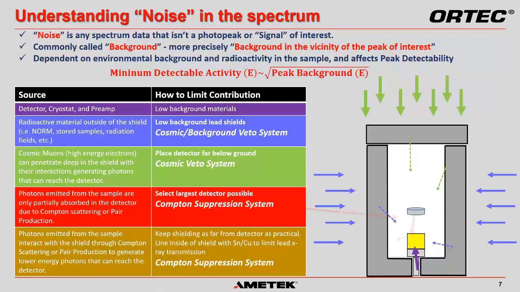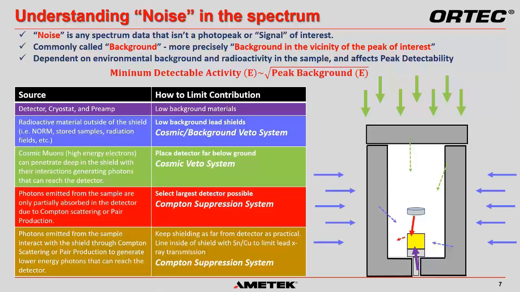We can also have photons emitted from the sample that deposit only a portion of their energy in the detector due to escaping Compton scatter or annihilation photons as discussed in the previous slide. The probability of scattered photons leaving the detector can be reduced by using larger detectors, and Compton suppression systems can help reduce the impact of scatter photons that do leave the detector.